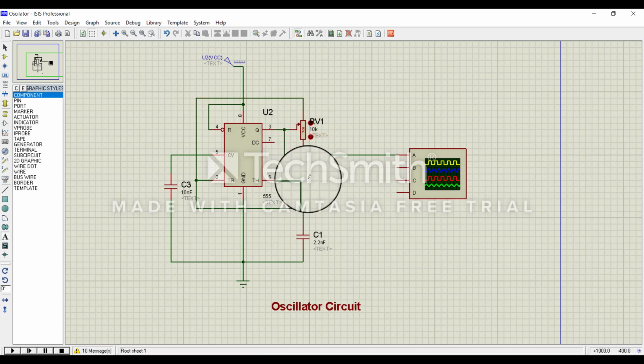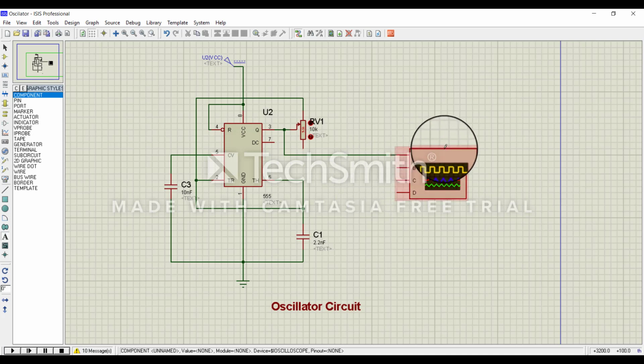The required output frequency for our astable waveform is 150 kilohertz, because we are going to design the inductor and capacitance values in such a way that 150 kilohertz will be their resonance frequency, and we will get maximum power transferred at this 150 kilohertz.